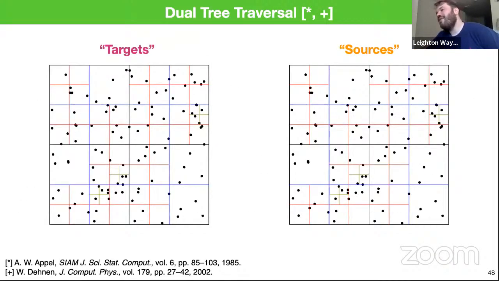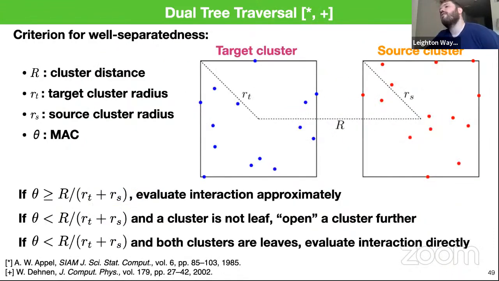And now we can do a tree traversal where we traverse both this target tree and this source tree simultaneously. Well, if we do this, our criterion for well-separated changes, right? Because we have both a source cluster and a target cluster.